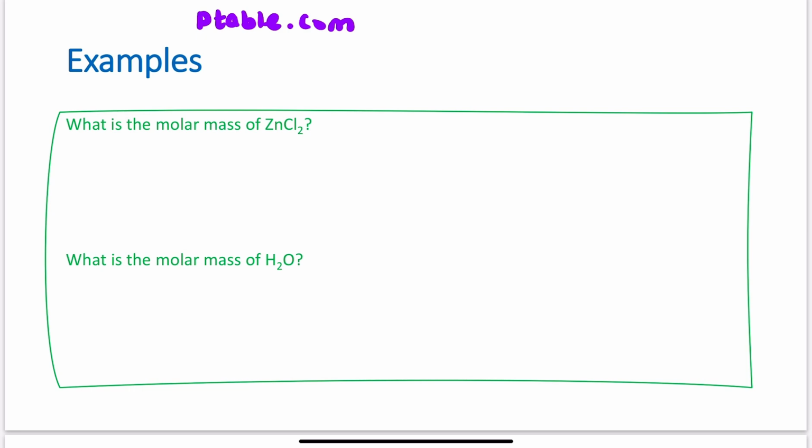I really, really like that website. It's got the periodic table, yes, but each element listed has a lot more information on it. You can click on individual elements and learn more about them, different properties they have, etc., that we'll be using throughout this course and the next.